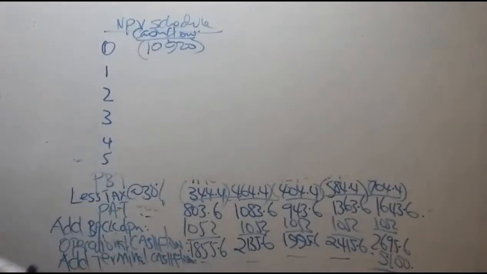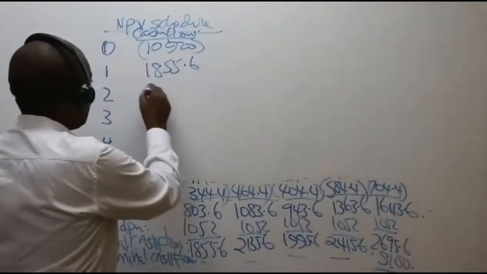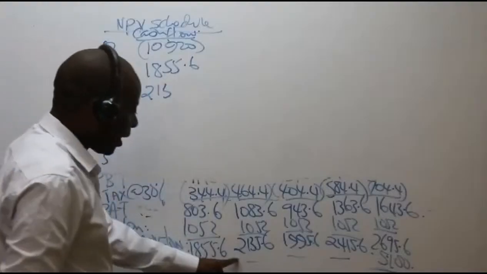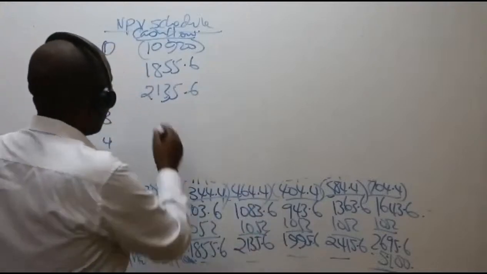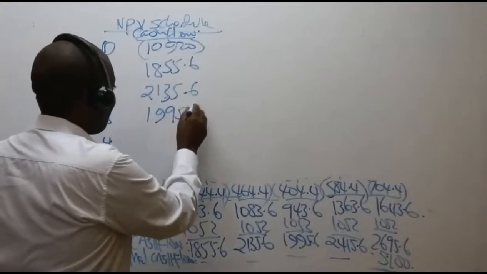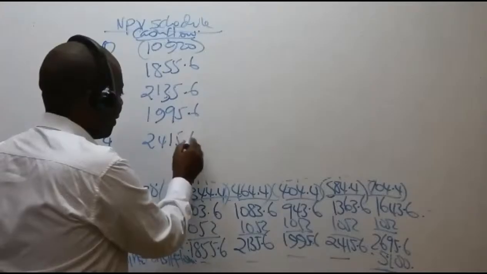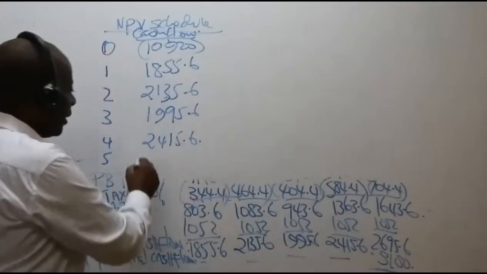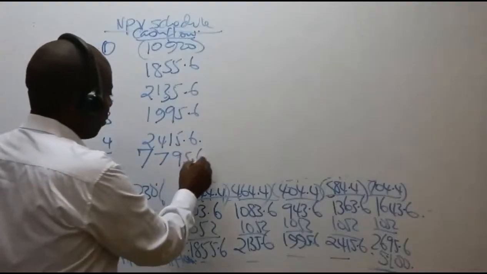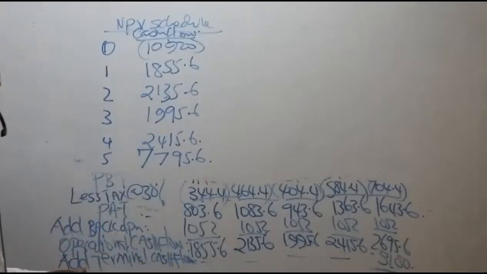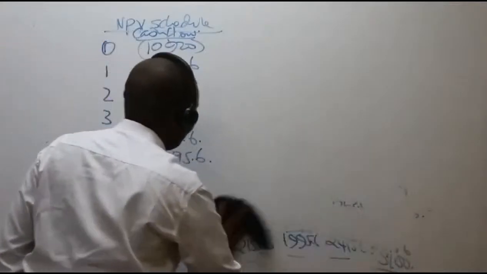Year number 1, I know I will achieve 18,55.6. Year number 2, I will get 21,35.6. This one here, we have 19,95.6. This one here, we have 24,115.6. And then year number 5, lastly, you gave me 77,95.6.